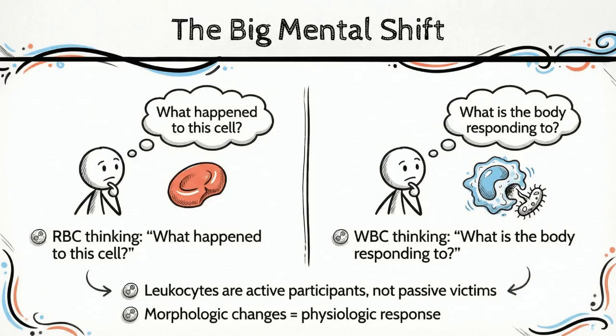When you see toxic granulation in a neutrophil, that neutrophil is telling you something about what's happening in the patient's body. When you see reactive lymphocytes, those lymphocytes are activated, they're fighting something. The cell changes you observe are not random, and they are not decoration. They are evidence of a physiologic response. Keep that frame in your mind for the rest of this lecture, because it will make everything else make sense. This mental pivot is key to understanding WBCs.